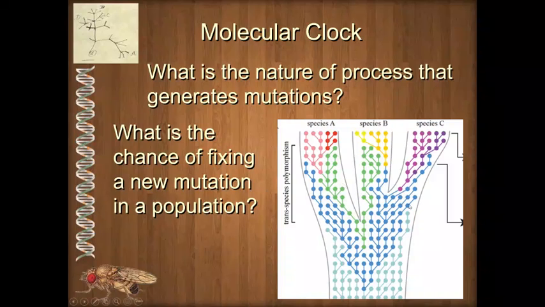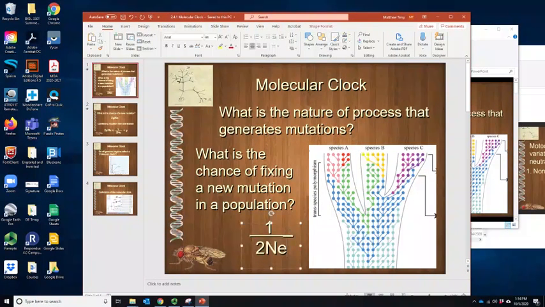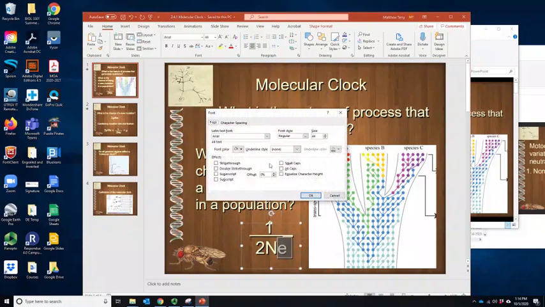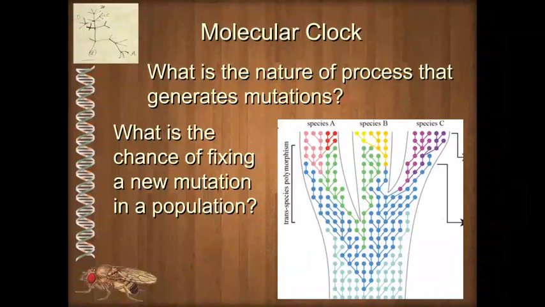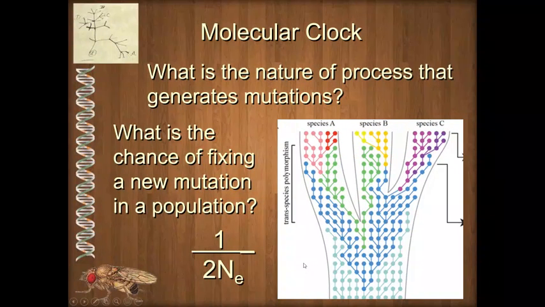So it turns out that the chance of fixing any one allele in a population, if it's completely neutral, is inversely proportional to the population size. Now let's look a little bit at this notation, okay? The N subscript E. Let's make it a subscript because this is the most common way it's done. So don't get that confused, but that E is supposed to be a subscript.